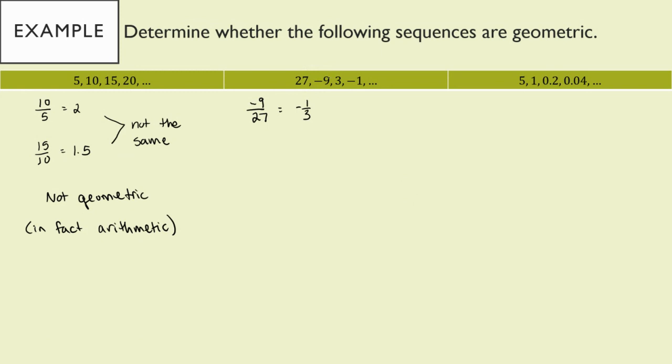Then I'm going to take the next pair, which will be 3 and -9. That gives you -1/3. And then you should always double check to make sure. And yeah, we get that -1/3. So our constant ratio here is -1/3, so that makes this geometric.